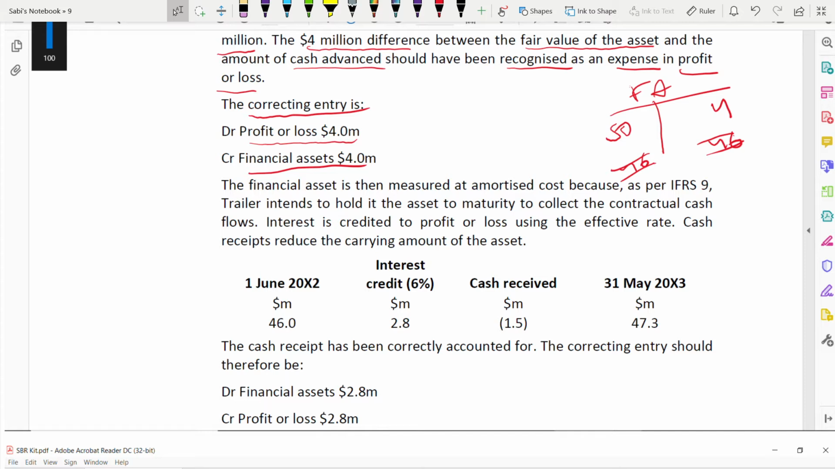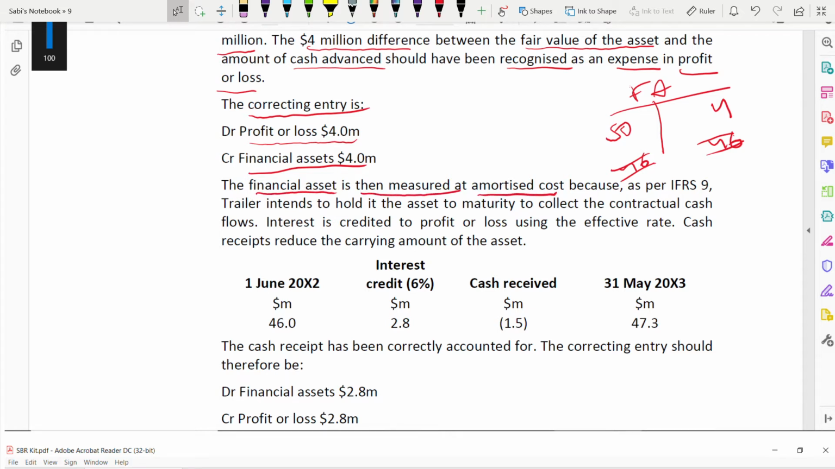Okay. Next is, we told that initially it is recognized at fair value. Next, subsequent measurement comes. Subsequently, you will be measuring it at what? Okay, so that needs to be talked about. That is the last part. When is a financial asset? So the financial asset is then measured at amortized cost.